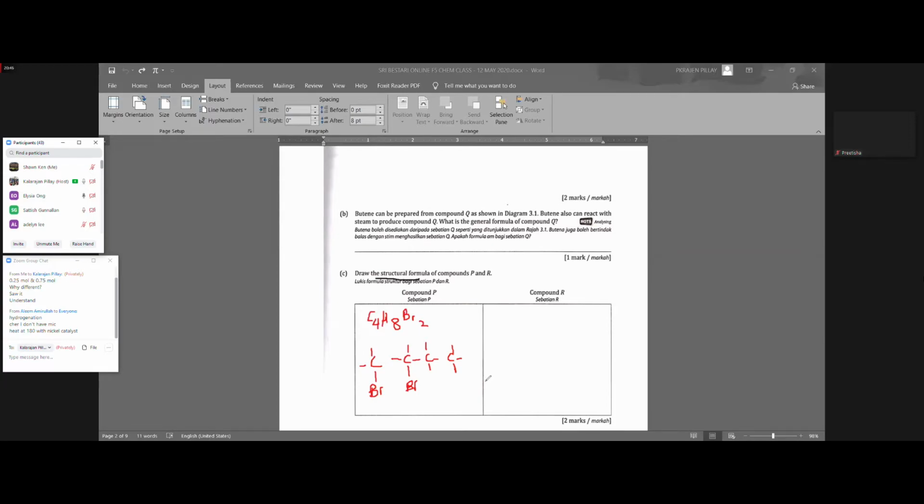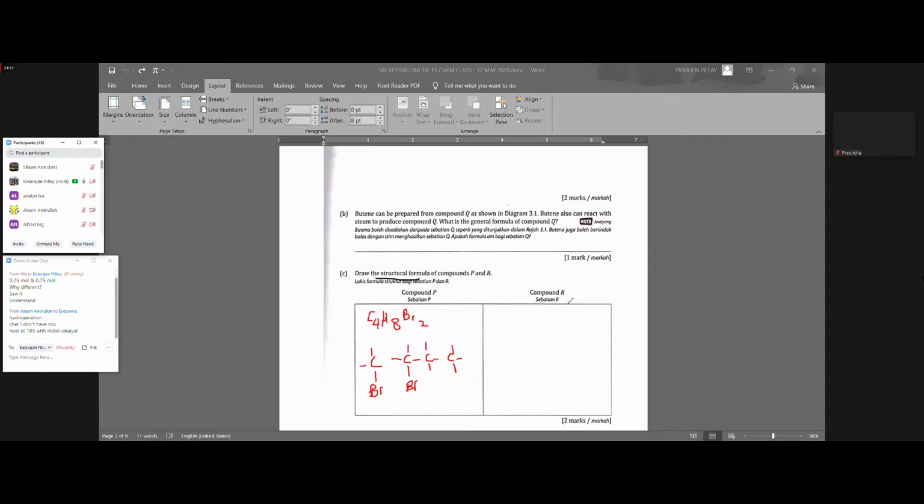Is it 1,2-dibromoethane? No, my dear, it is a 4 carbon one. So dibromobutane. Oh, sorry, yeah, very good. Well done. 1,2-dibromobutane, because there are 4 carbons. They won't ask for the name, they just have to draw only.